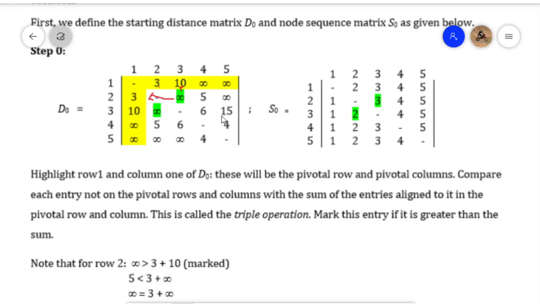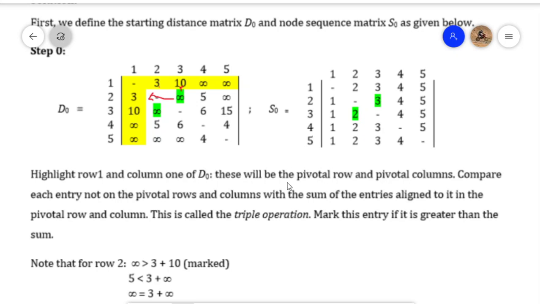Next, we mark the entries in the same positions in S of 0. So this is the entry on the second row, third column. Second row, third column in S is this entry. So we also mark that. This is also marked. That is the entry in the third row, second column. So third row, second column in S is also marked.